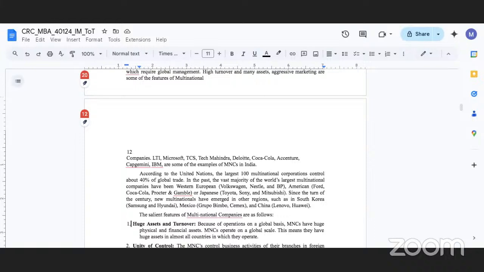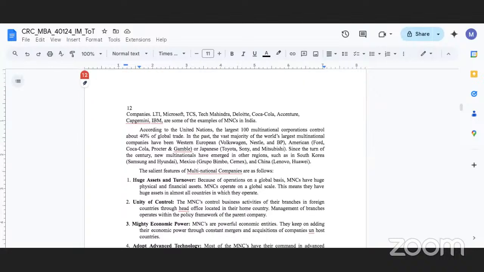These are all such companies. Now, IBM and Coca-Cola have come to India. Companies like Microsoft have come to India. They have gone across the world. Similarly, TCS, Tata Consultancy Services, or Tech Mahindra, or Accenture, or Capgemini have moved from India to other nations. So, according to the United Nations, the largest 100 multinational companies control about 40% of global trade. Now, this is an important figure that you need to understand. The largest 100 multinational companies control about 40% of global trade.